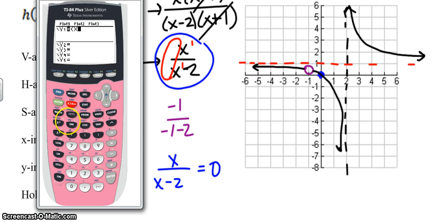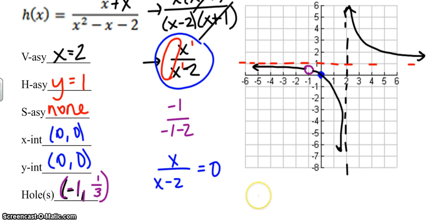So we had x squared plus x divided by x squared minus x minus 2. Go ahead and graph. Obviously it's hard to see the hole on your graph, but if you pressed trace and you pressed negative 1, there is in fact a hole because of that blank space right there. Okay? Last one.